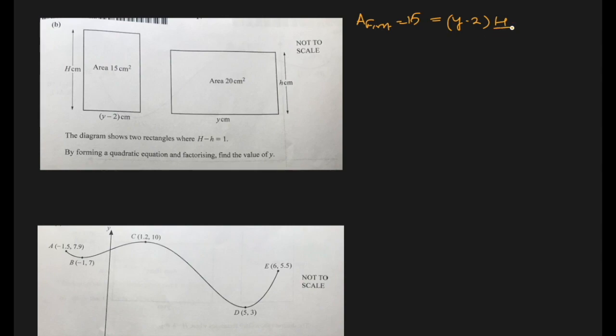Let's isolate H in this case. So H is 15 divided by y minus 2, right? Because if I divide this by y minus 2 and this also by y minus 2, they cancel. So H is equal to 15 divided by y minus 2. That's equation number 1. Let's talk about the area of the second rectangle. It will be 20. Yeah, that's what they've given.